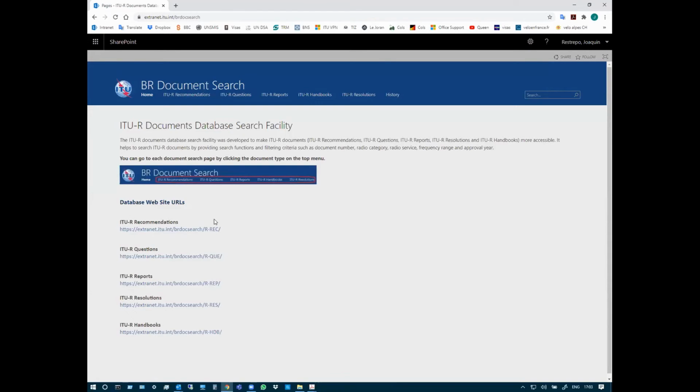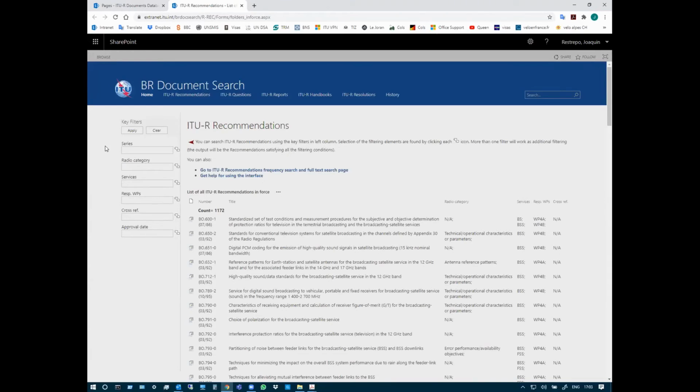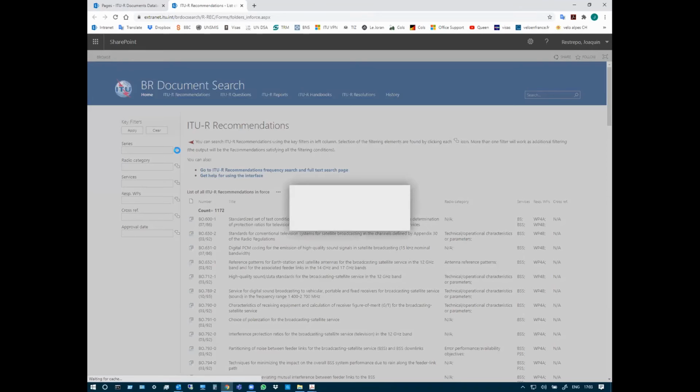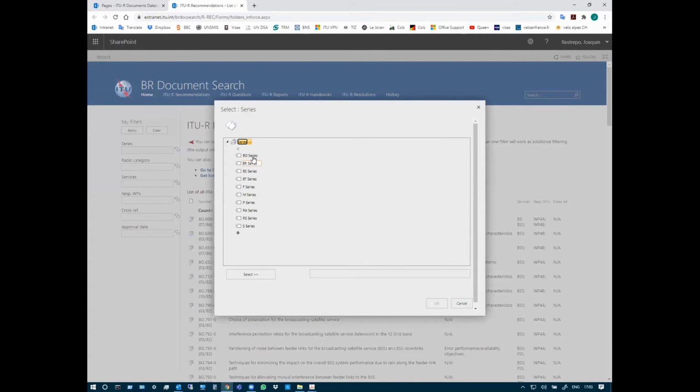Then this is the main page of this tool. You could first select by the topic you would like to search: recommendations, questions, reports, resolutions, or handbooks. Let's click on recommendations, for example. And here you have all the search criteria. You could search by series. Then you have the list of series we just mentioned, BO, satellite delivery. When you hover over the little tab, you see the specific name, broadcasting sound series.